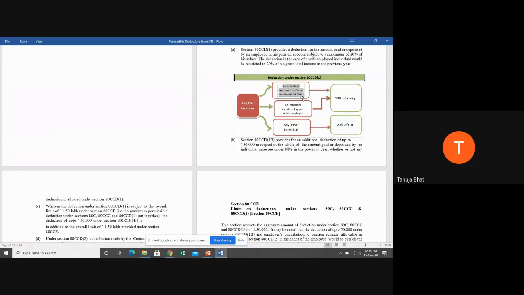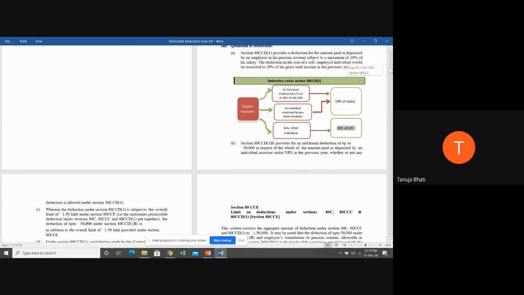Suppose you are an individual working with the central government on or after 2004, and you are making a contribution in the scheme notified by the central government, you will get a deduction of only 10% of your salary. Suppose you are an individual employed by any other employer, which can be a private employer, not the central government. Still the deduction you will get is 10% of your salary. Or if it is any other individual, you will get 20% of gross total income.